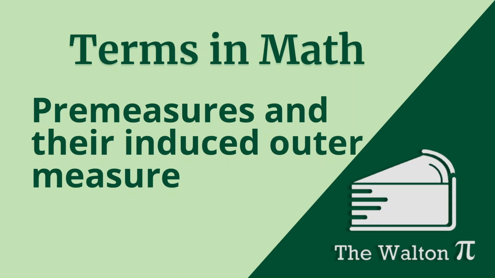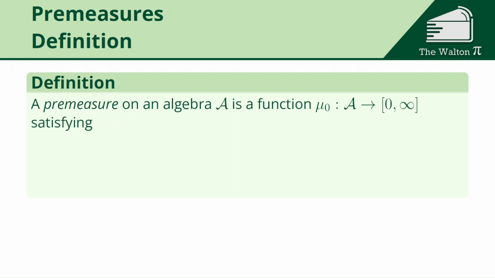Today we're going to be talking about premeasures and their induced outer measure. So a premeasure on an algebra A is going to be a function mu naught from A to the interval 0 to infinity, where it's able to attain the values of 0 and infinity, that satisfies the following properties. First, mu naught of the empty set is 0.